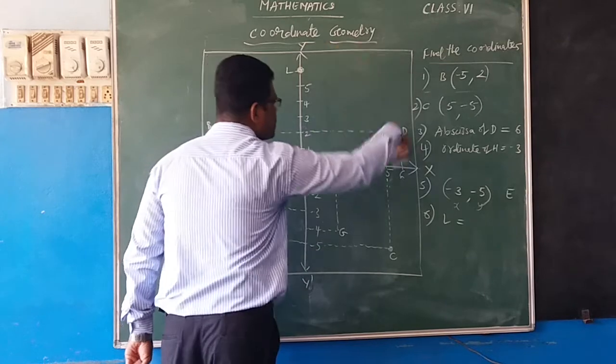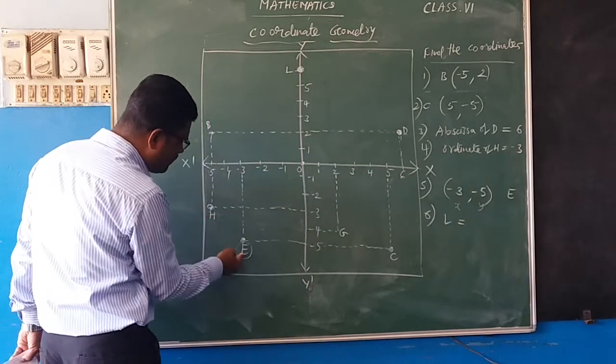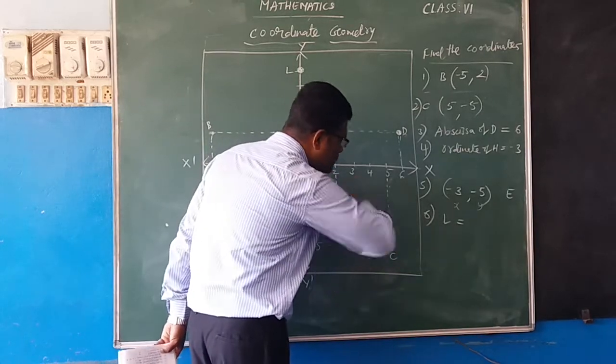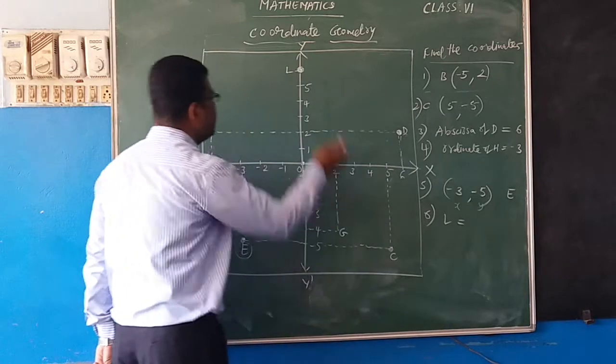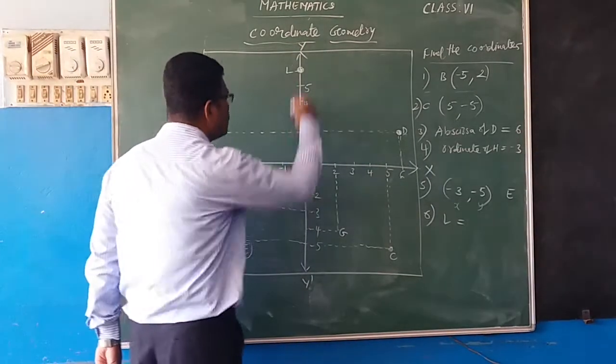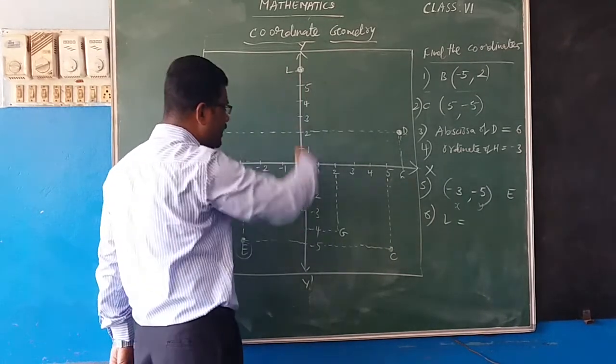Point D comes in the first quadrant. Point B comes in the second quadrant. Point H and point E come in the third quadrant. Point G and point C come in the fourth quadrant. Whereas L lies on an axis. Which axis? It lies on the y axis. Understood?